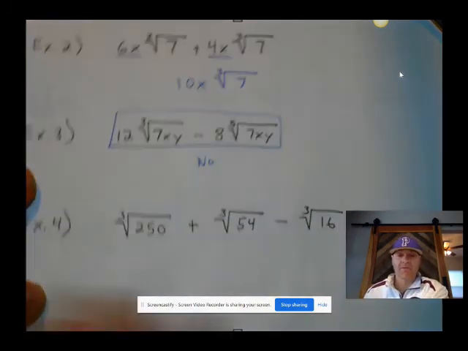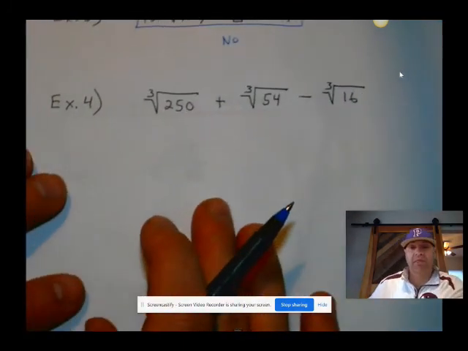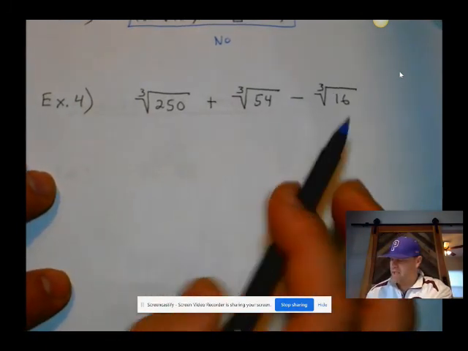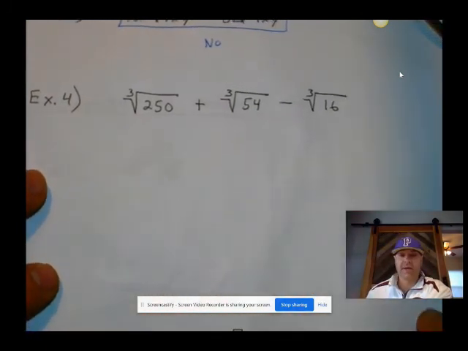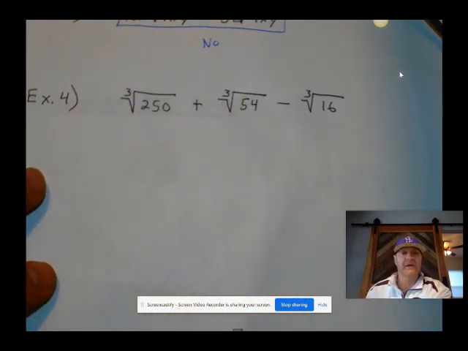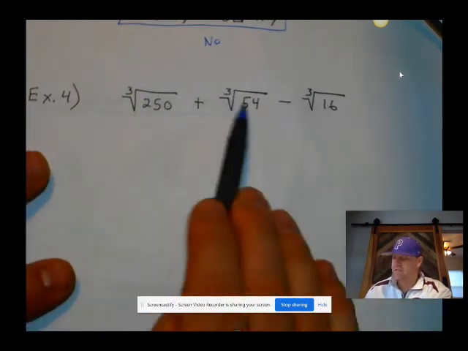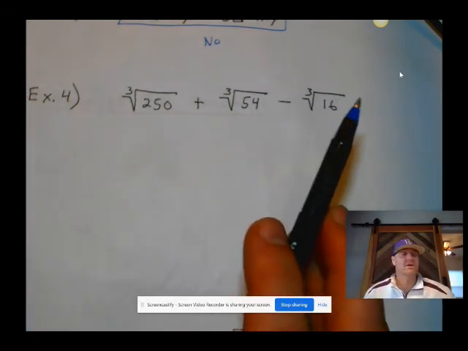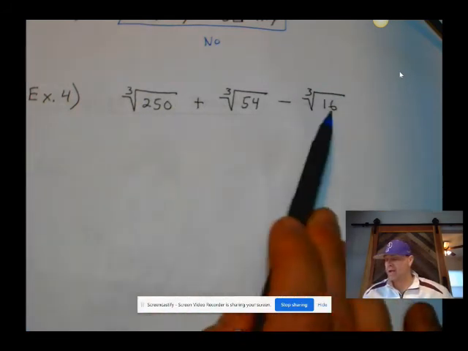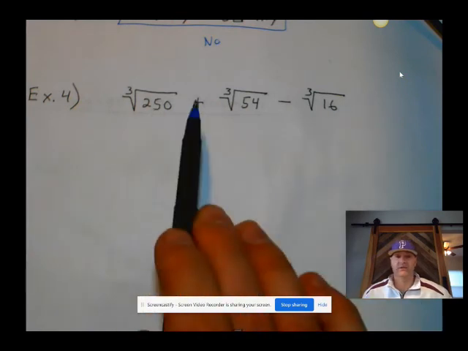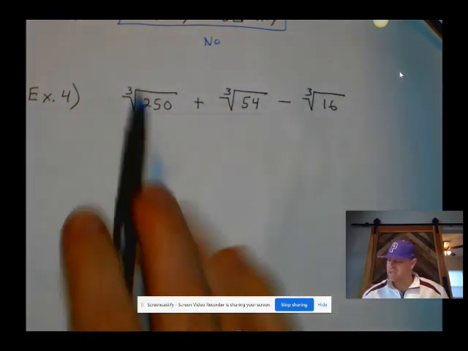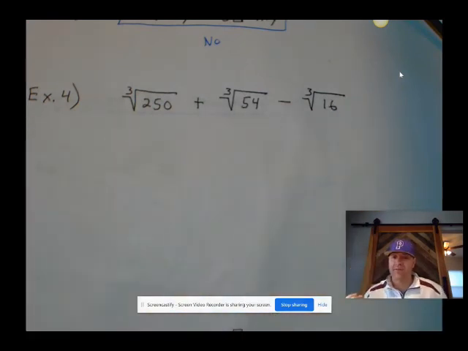Okay. You might have something that comes up like this, which is to add or subtract these. And we might be saying to ourselves immediately, well, the same index, 3 and 3, that's good. Clearly the same radicand is not the case, but they're going to try and trick you because we can go ahead and simplify all of this. Okay, so take a minute, pause this, simplify each one of these and see if we can combine them together. Okay, go ahead and do that right now.